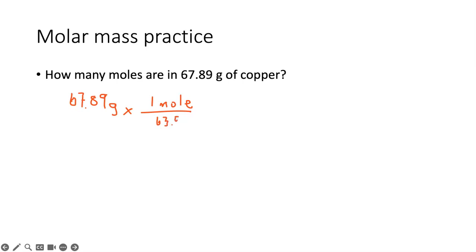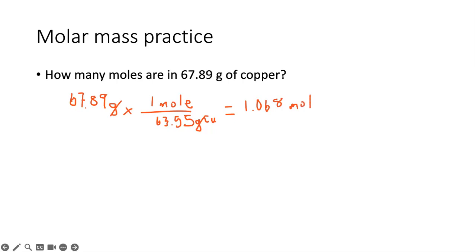So that's how many grams are in 1 mole of copper, this many grams. That also means that this many grams of copper is equal to Avogadro's number worth of copper. And so what I should see is that grams are going to cancel out here, grams of copper, and I'm left with moles of copper. And so when I plug this into my calculator, what I get is 1.068 moles of copper.